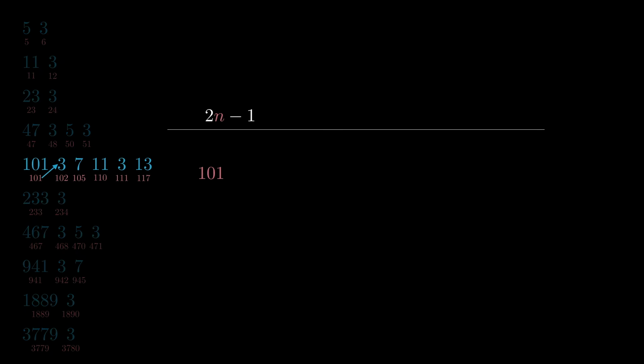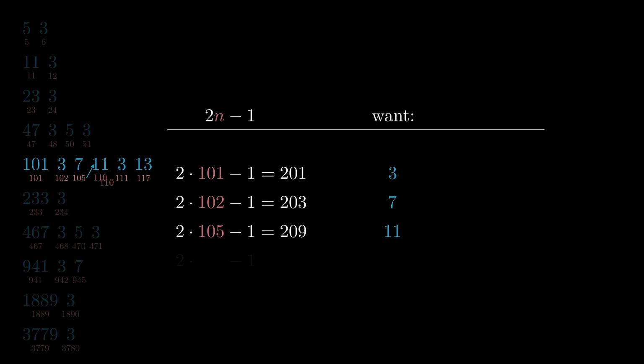At index 101, if we try the same formula, we get 201, and the prime we want is 3. That's not promising. But let's not give up quite yet. At index 102, we get 203, and the prime we want is 7. Here are the rest.